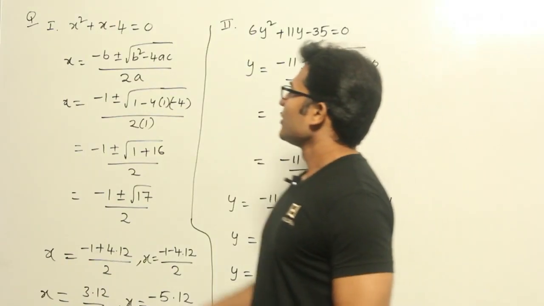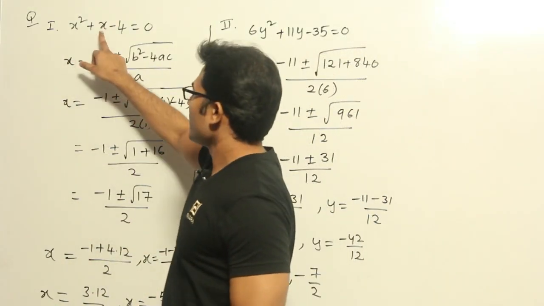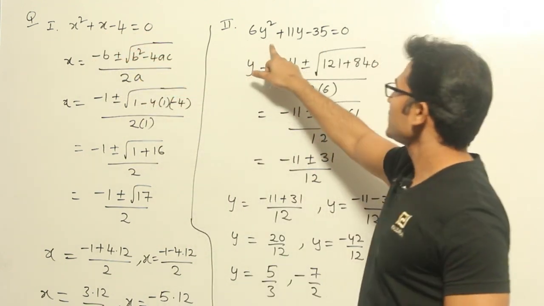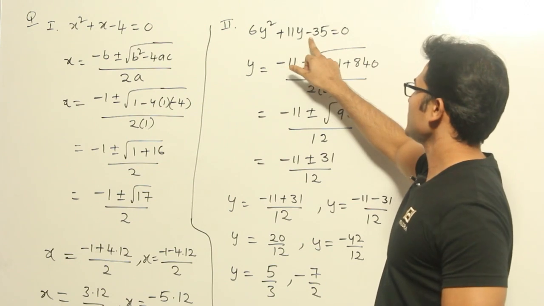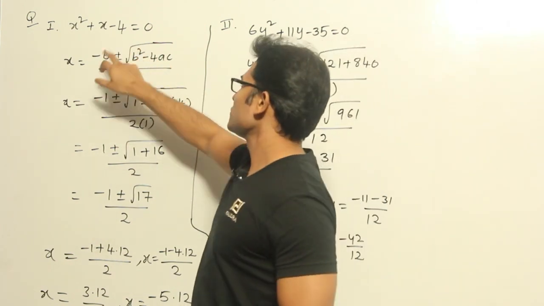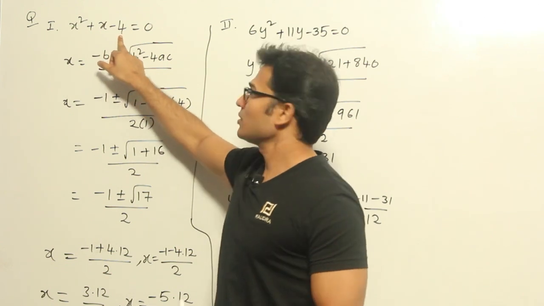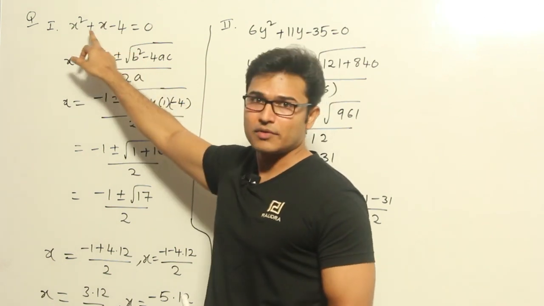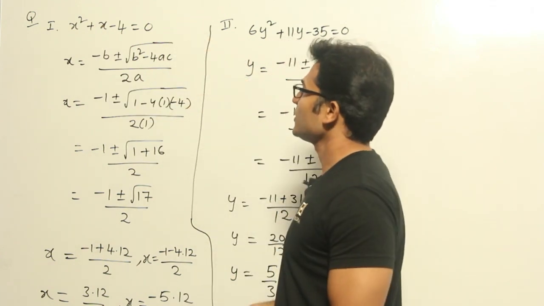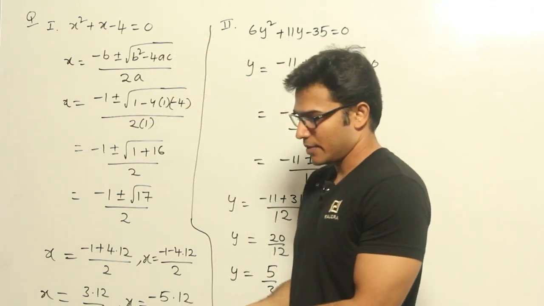Now let's see this: x square plus x minus 4 equal to 0, and 6y square plus 11y minus 35 equal to 0. If you go with the factorization method, you are supposed to find two numbers such that the product of those two numbers is minus 4 and the sum of the two numbers is plus 1. But it is difficult to find those numbers, so we go with the formula method, right?